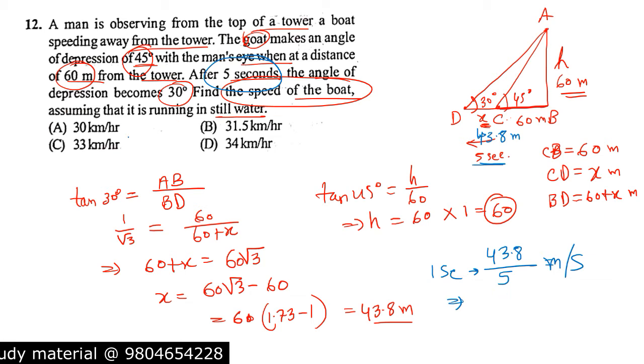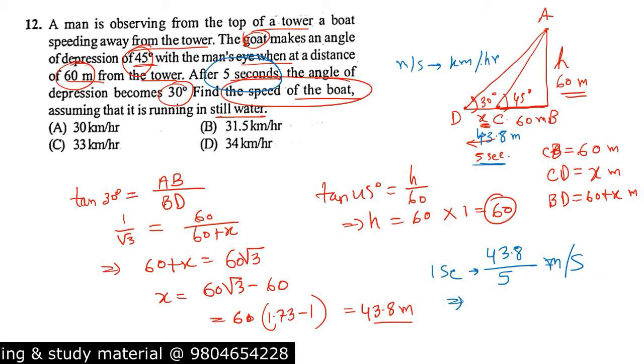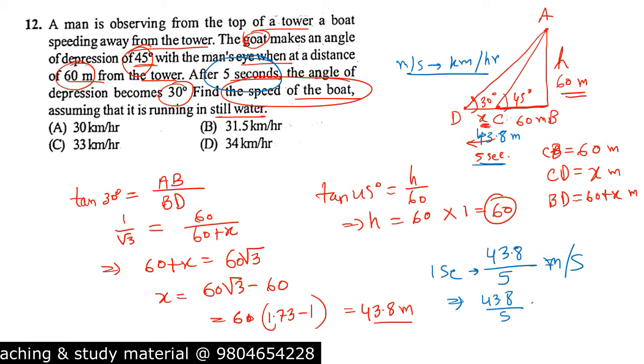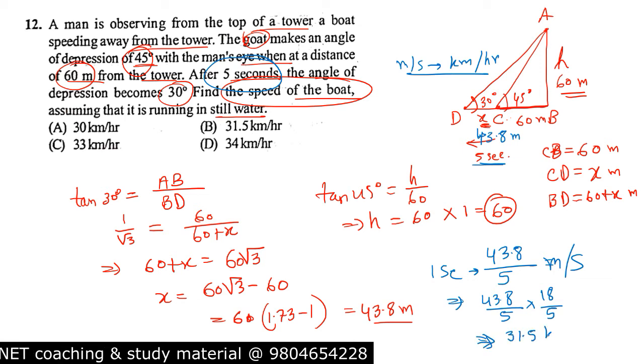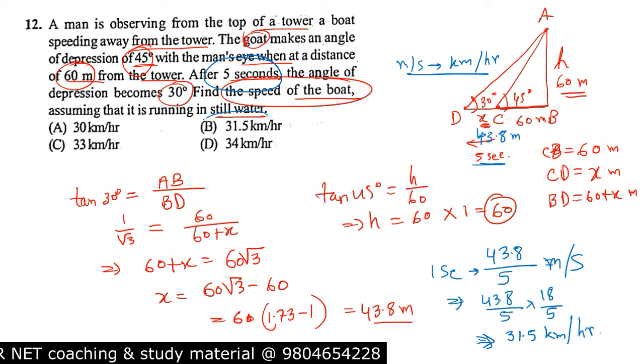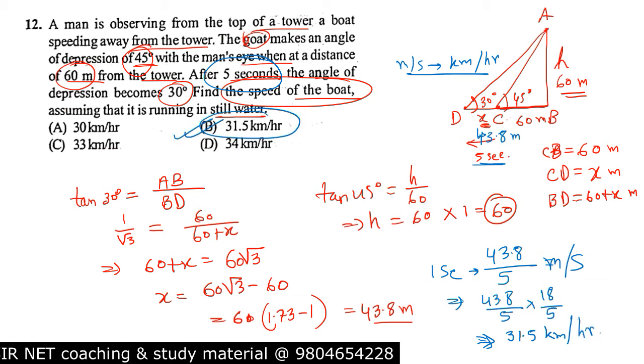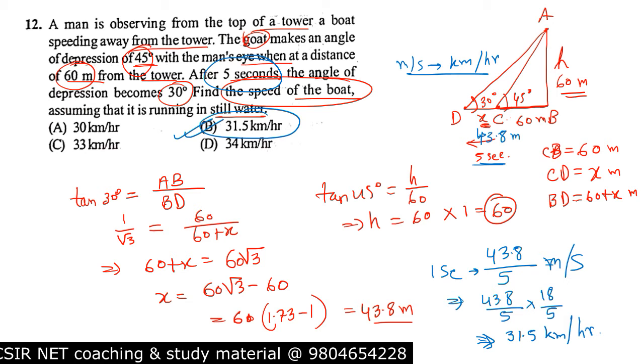Now the question said the speed in kilometer per hour. This is always something in speed, time and distance problems. We'll discuss about this. We can easily convert meter per second to kilometer per hour. We need to multiply this value, 43.8 divided by 5, with 18 by 5. Once we multiply, we'll get the value. Let's put it into the calculator. In my case, I got 31.5 kilometers per hour. That is option B. So option B would be the correct answer. That is how you can solve this problem.